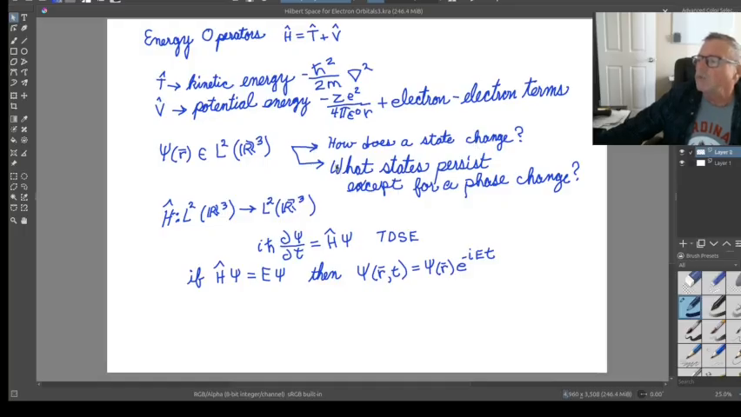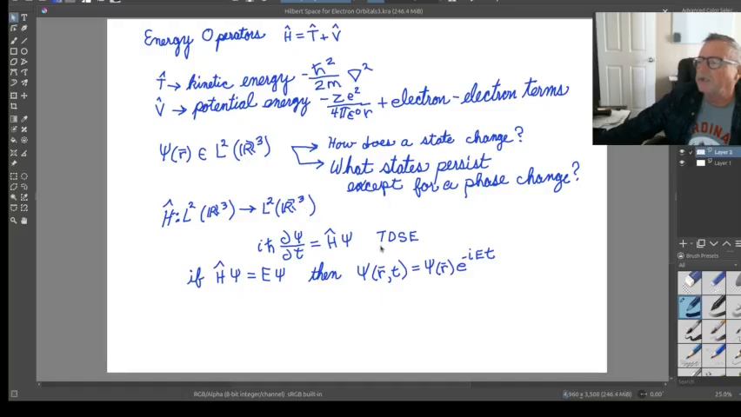And this other thing is, what states persist except for a phase change? I think these two are related. Because if the states persist except for a phase change, then the state change probably has something to do with the phase change as far as time is concerned. That's probably a bunch of gobbledygook. Here was our Hamiltonian. If we can use this Hamiltonian to predict what those states are, then it's still going to be a member of this crazy Hilbert space. Let's look at some things and see if they make sense.